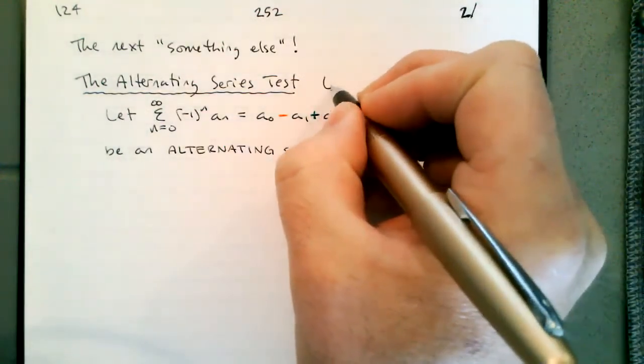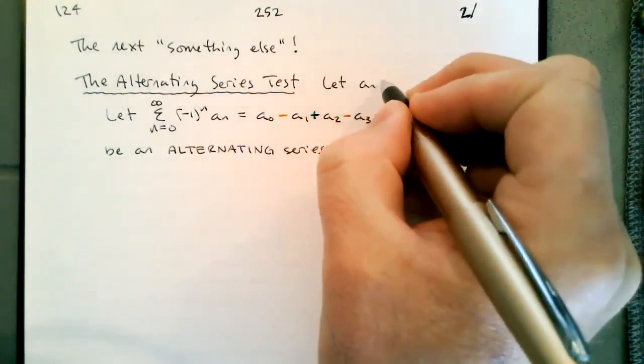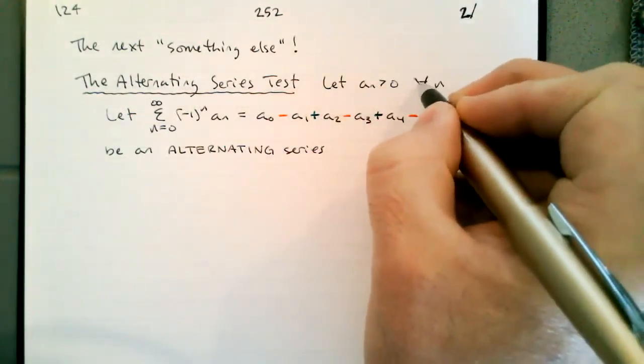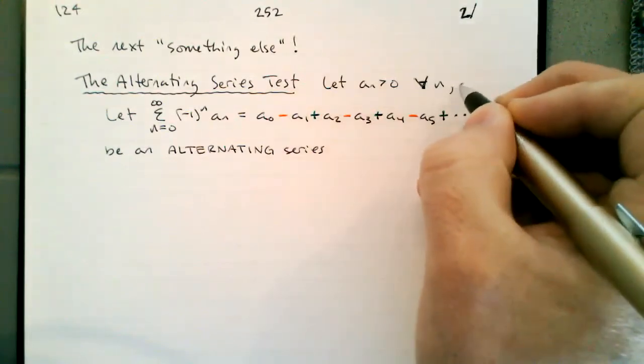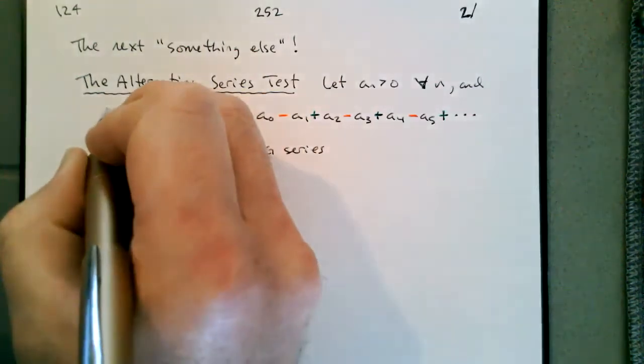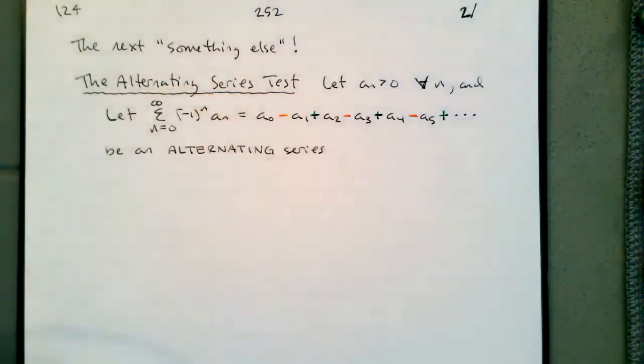So we're also going to need to let a_n be greater than 0 for all n. So the alternating refers to the sign. So we've got an alternating series. And here's what the alternating series test says.